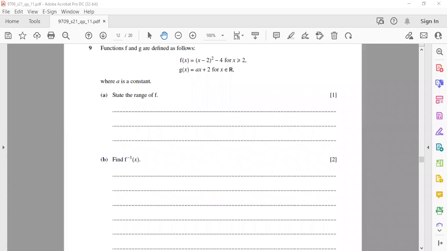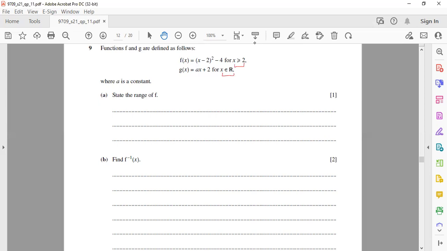Okay, so for question 9, we are given 2 functions. Functions f and g are defined as follows. So f of x is equal to x minus 2 whole squared minus 4 for this domain. So x is greater than or equal to 2. And g of x is equal to ax plus 2 for x belonging to the set of real values, where a is a constant.